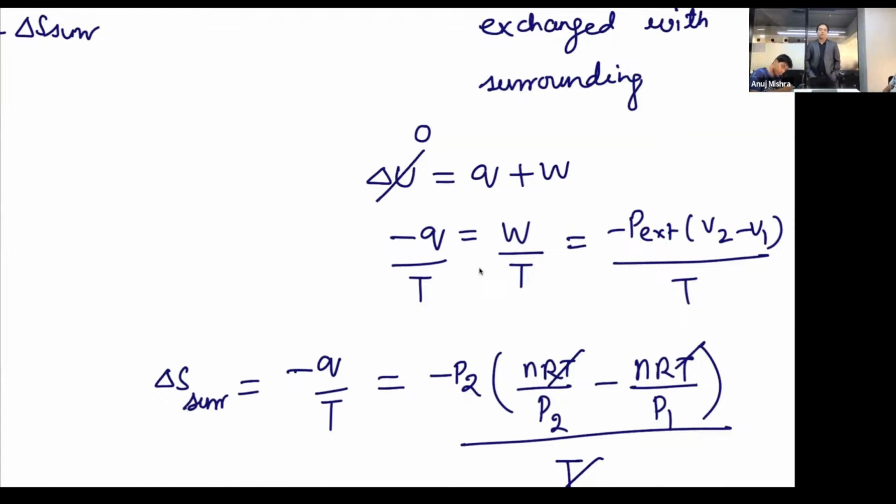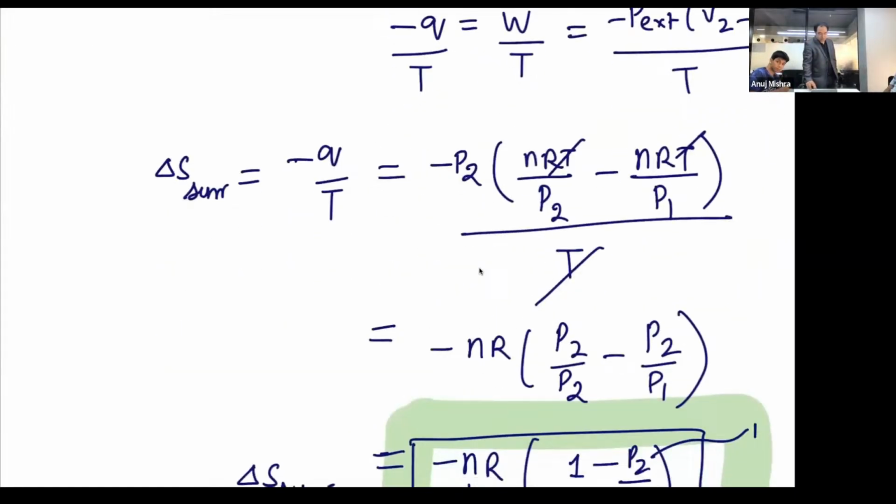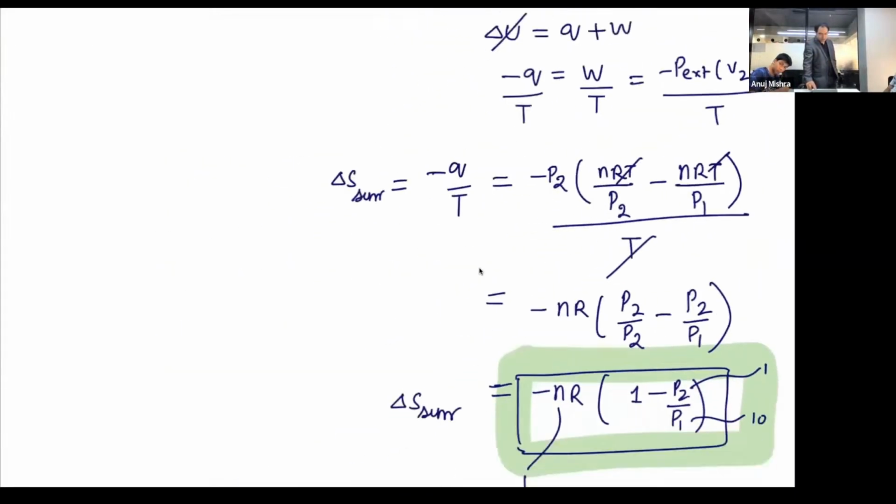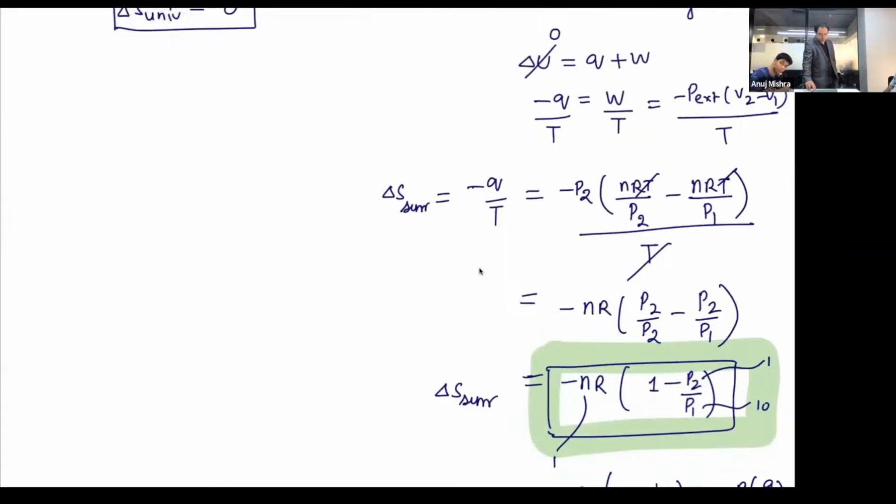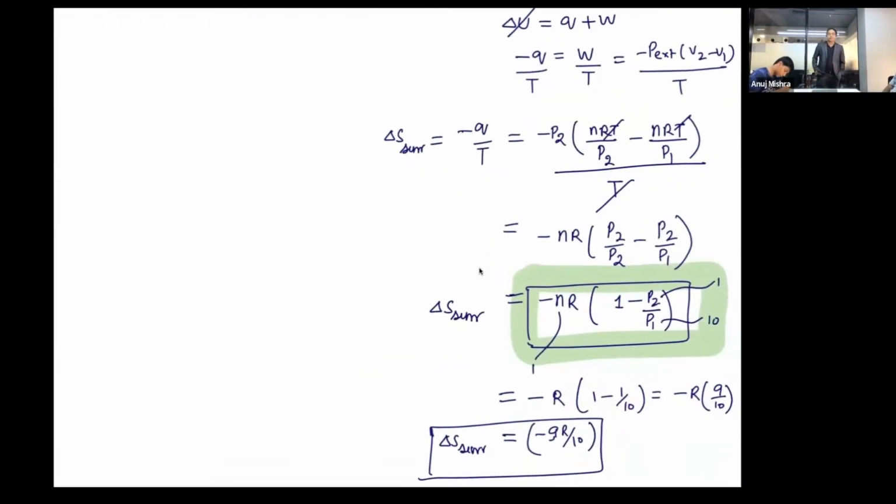Try to simplify the whole thing. P2 is 1, so P2 upon P2 is 1. Minus P2 upon P1 is 1 by 10. So 1 minus 1 by 10 is 9 by 10, so it is 9 by 10 R. Check करके देखो सारी values. This number, if you solve, you should get this, which is this. Please confirm.